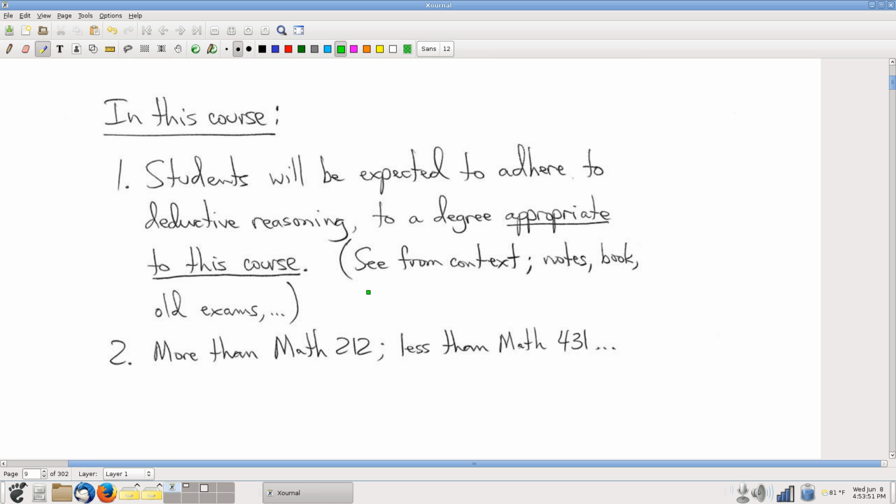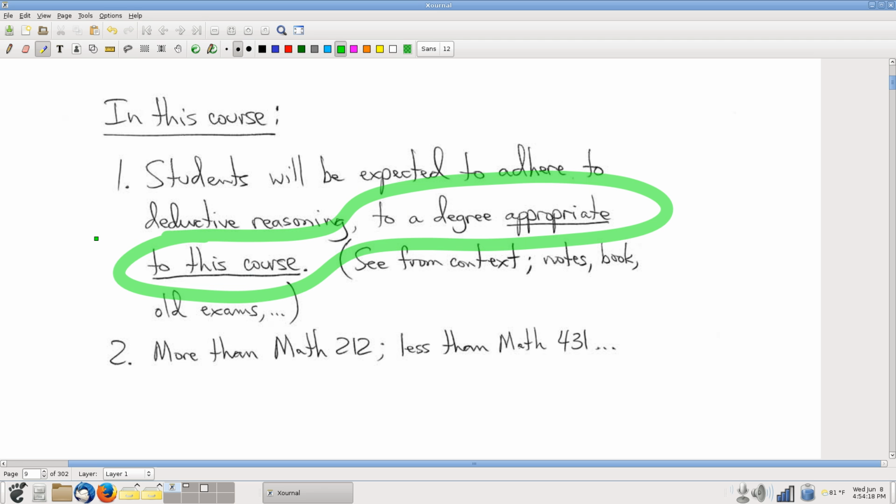Okay, so in Math 216, it's important that students understand these basic ideas of reasoning that are used in math. And keep in mind, this is not a science class, this is a math class, and so students will be expected to adhere to deductive reasoning. We are doing deductive reasoning in this course. That's our primary interest. And I will say, to a degree appropriate to the course, so we will not be demanding a level of rigor and precision that would be, for example, appropriate to Math 431. That's a much more rigorous math course, and this will not demand at that level.